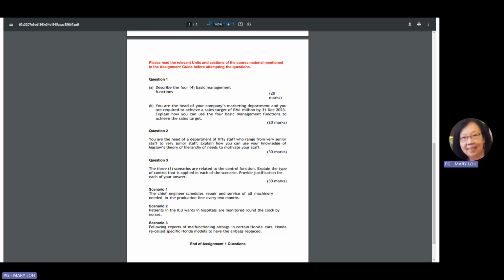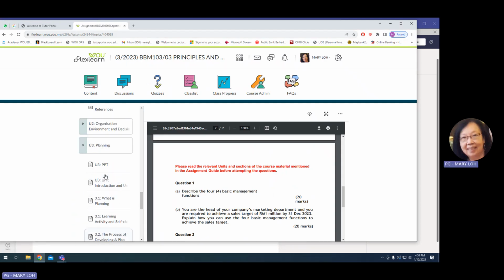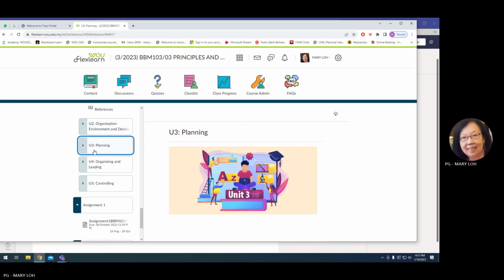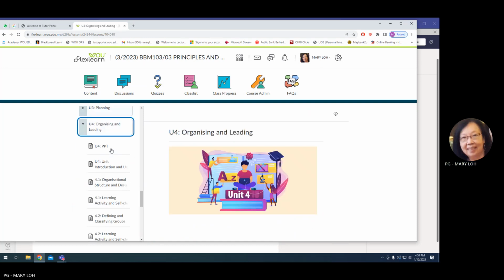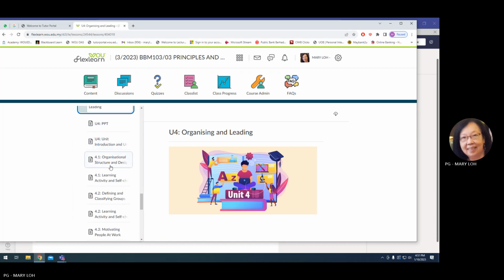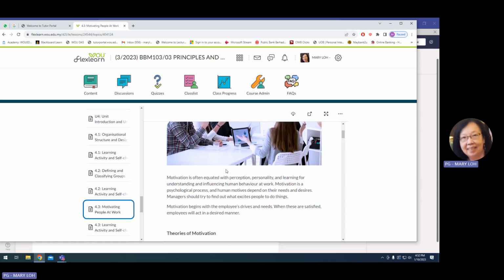Okay, so now we're going to look at the Maslow hierarchy of needs theory. So you go back to the course notes. It should be under leading. We collapse it, so we go to leading. Let's look for the one, motivating people at work. Can you see this? Okay, 4.3, take note, 4.3. Motivating people at work.